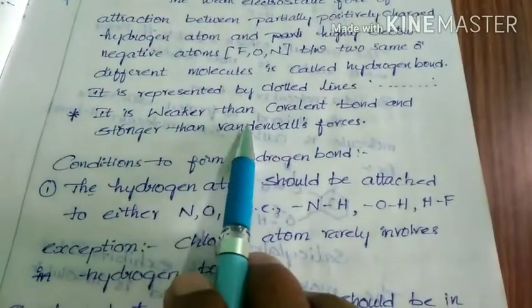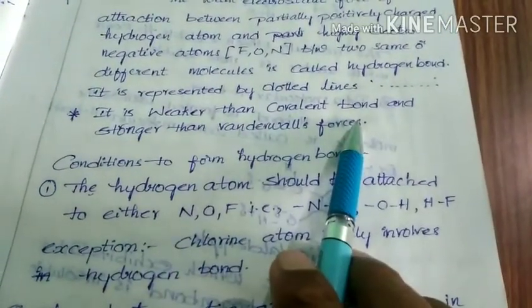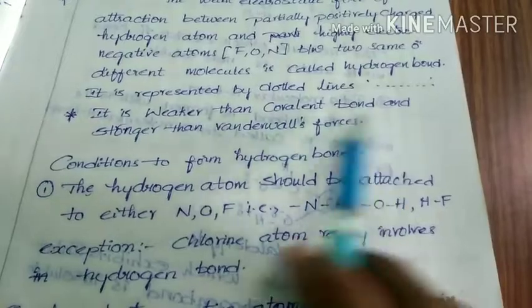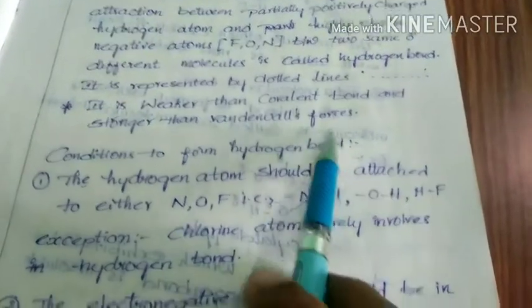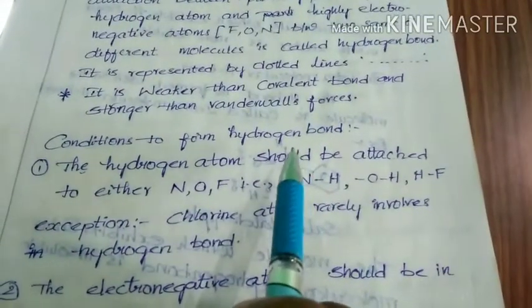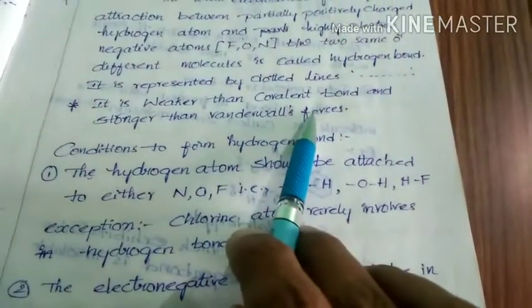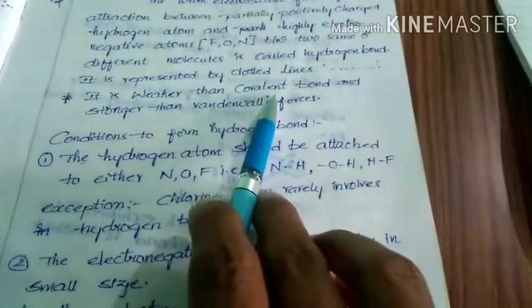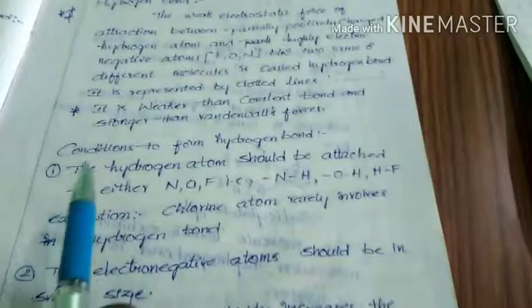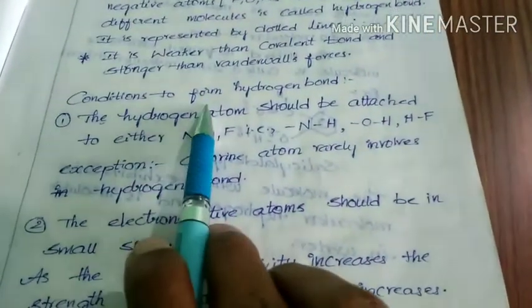Next, it is weaker than covalent bond and stronger than van der Waals forces. Van der Waals forces are very weak forces, but compared to that it is somewhat strong, but compared to covalent bond it is weaker. Next, conditions to form hydrogen bond.